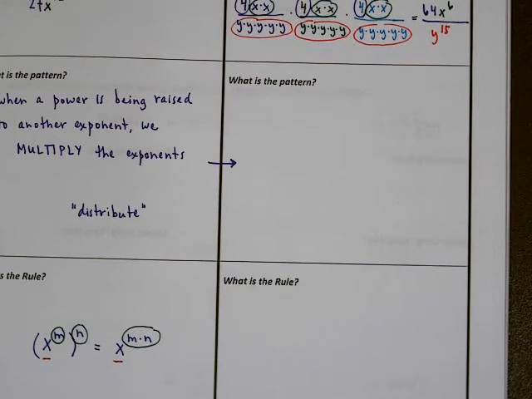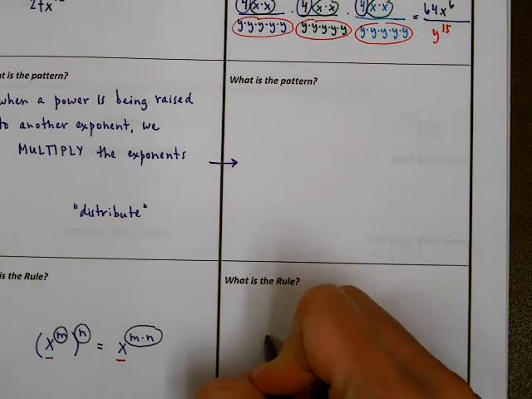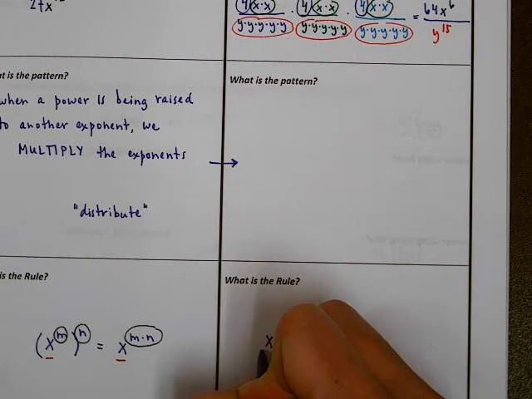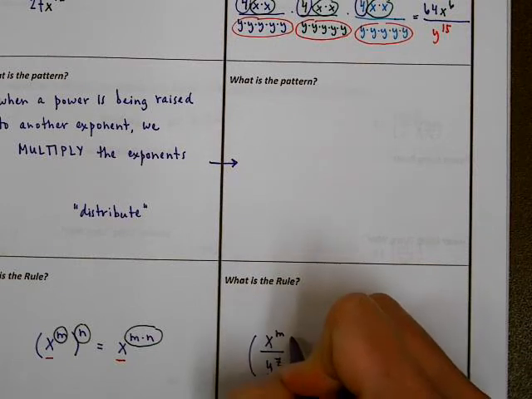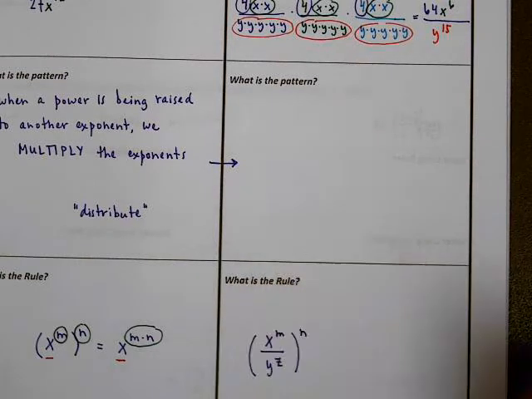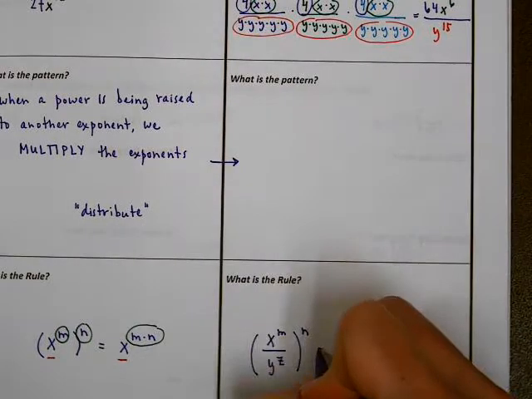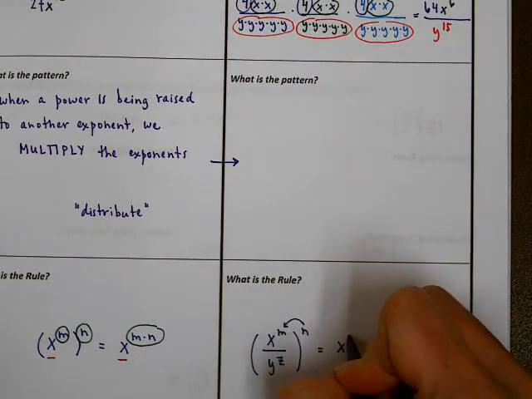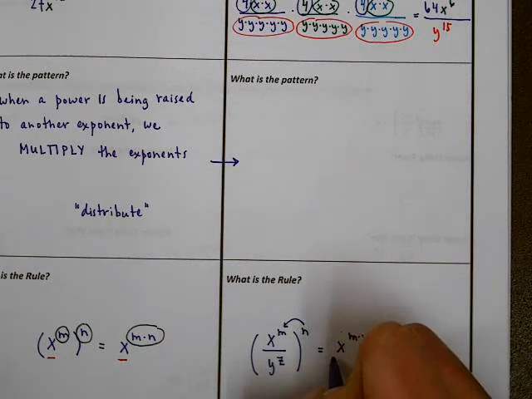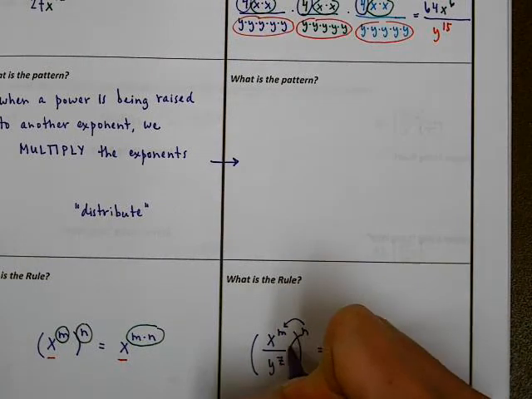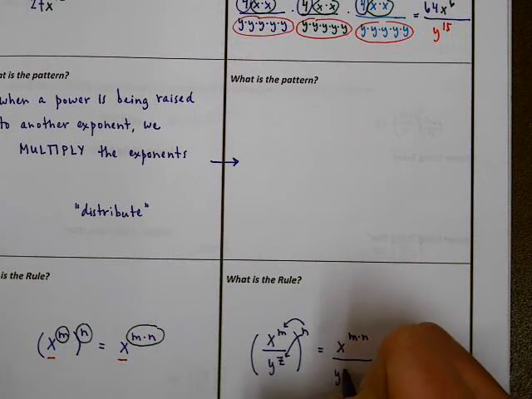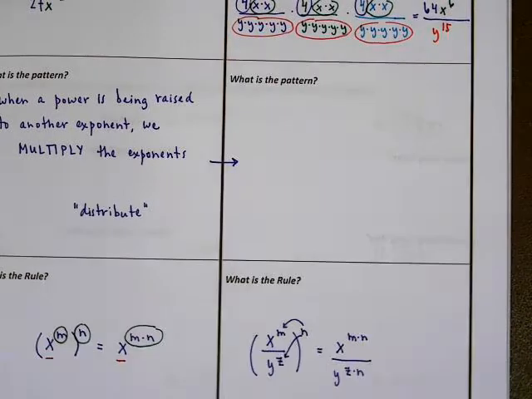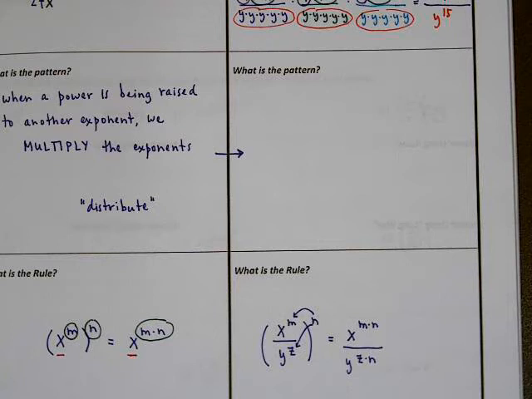So if we want a more general rule that includes this case, we're going to look at something like x to the m over y to the z, so some other power. If I raise that to the nth power, we're going to distribute, so I'll have x to the m times n over, I'm going to distribute here as well, and I have y to the z times n. And that would be our rule.